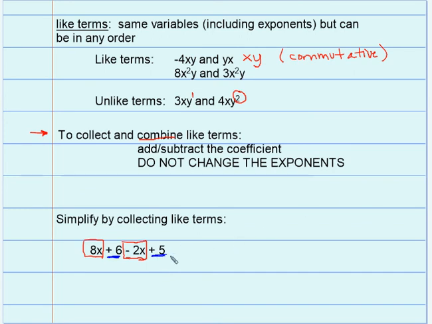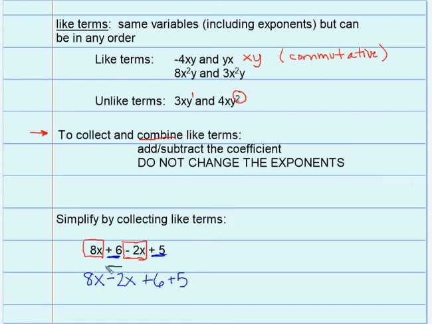We can rewrite this. You can do one of two things here. You can rewrite this using the commutative property, or you can just combine like terms. I will rewrite it just so you can see. We really have 8x minus 2x plus 6 plus 5. So I just moved the like terms together.